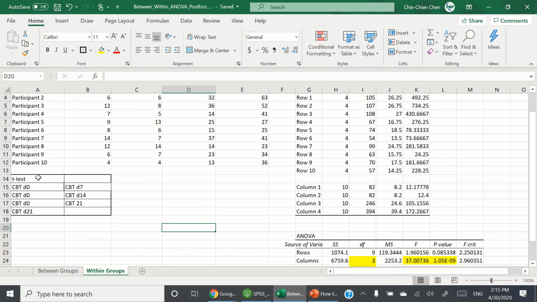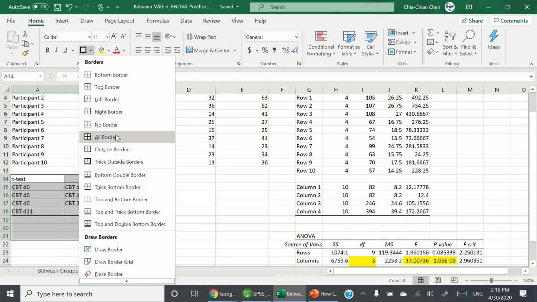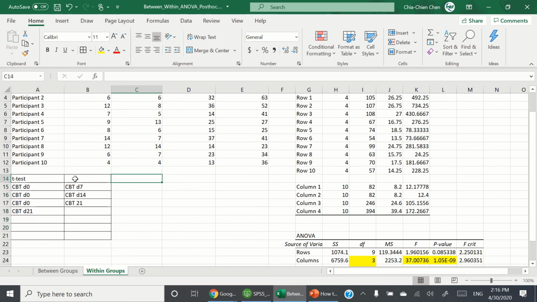So here you want to generate a table with all the pairwise comparisons. Alright, so this is going to be the t-test. I'm going to merge and center here. And here is the p-value. Okay, so we have CBT day 0 versus day 7, day 0 versus day 14, day 0 versus day 21.